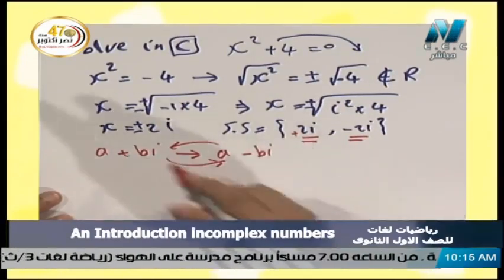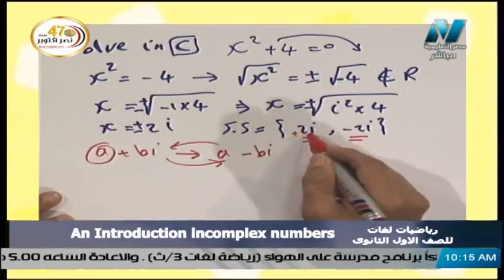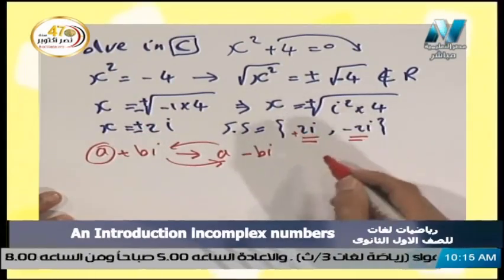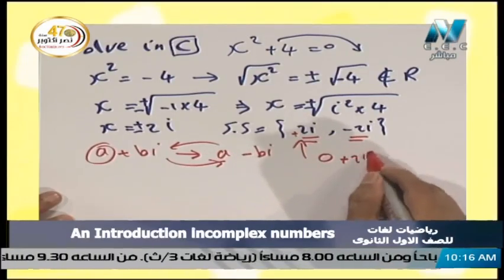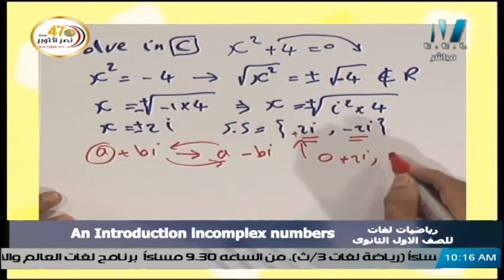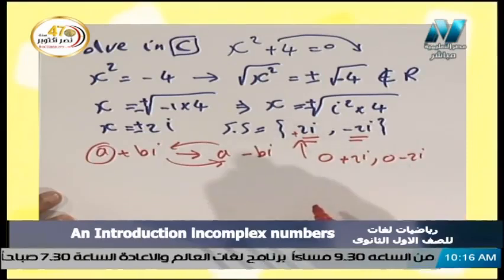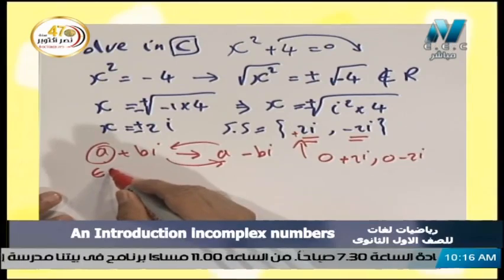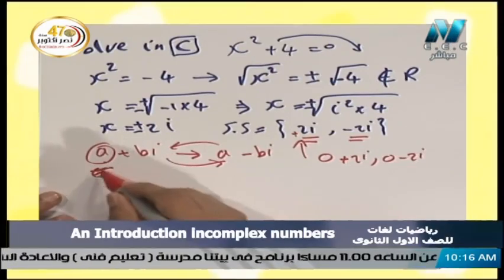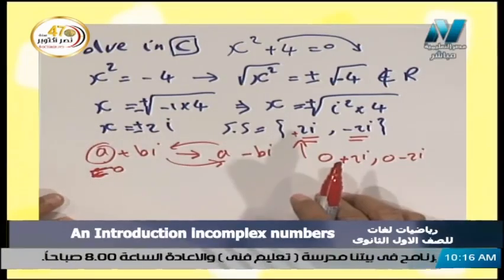Someone asked me, what about a here? What about a in this number? Look, it is 0 plus 2i, and the other number here is 0 minus 2i, because a here may equal 0.